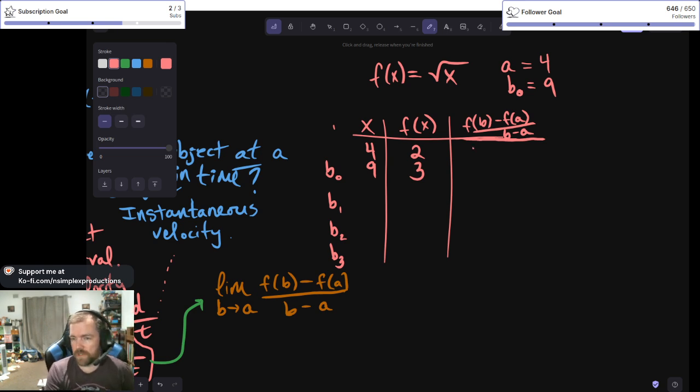Okay, so this is f of b is 3, f of a is 2, so that's 3 minus 2, over, at the bottom, 9 minus 4. It's going to be equal to 1 over 5, which is equal to 0.2. Okay, if we select instead, b1 is going to be, let's just jump it down to 6.